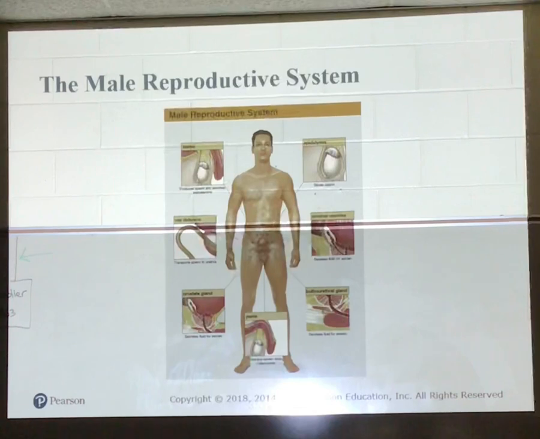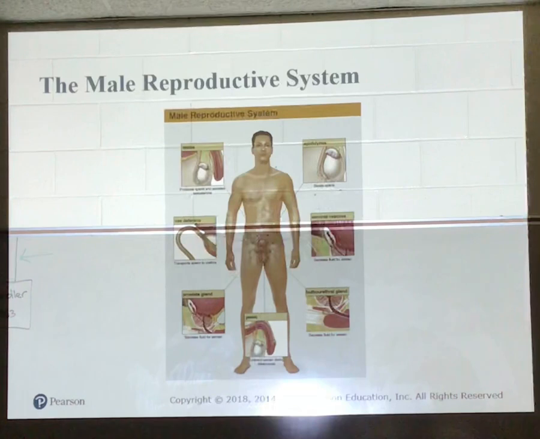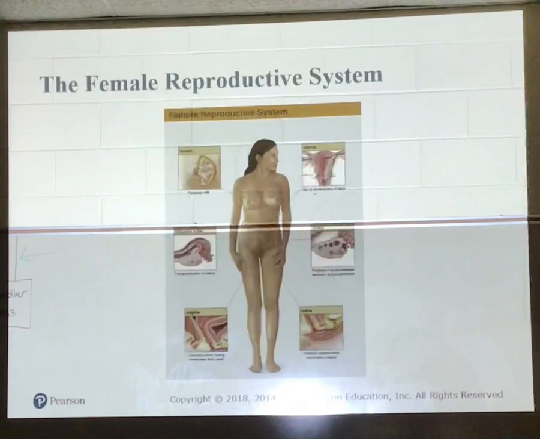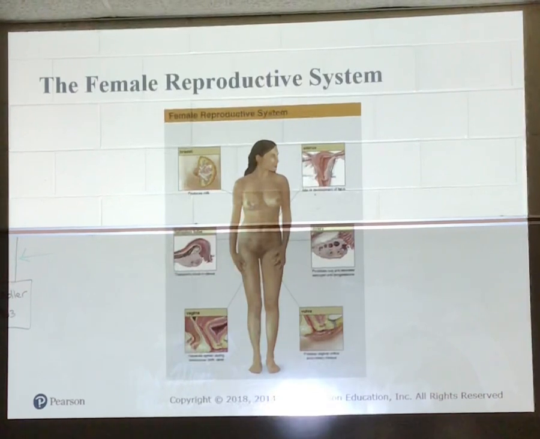The reproductive system of the male includes 2 testes, a duct system, and accessory glands, including the prostate gland, and the penis. The testes are responsible for the production of testosterone, the primary male hormone. The female reproductive system consists of 2 ovaries, 2 fallopian tubes, the uterus, the vagina, and the external genitals. The ovaries produce and secrete estrogen and progesterone, the primary female hormones.